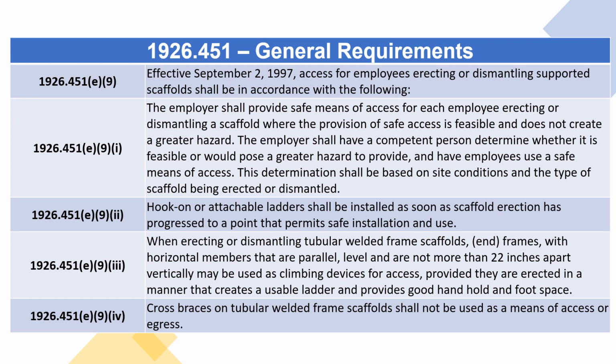Hook-on or attachable ladders shall be installed as soon as scaffold erection has progressed to a point that permits safe installation and use. When erecting or dismantling tubular welded frame scaffolds, end frames, with horizontal members that are parallel, level and are not more than 22 inches apart vertically may be used as climbing devices for access, provided they are erected in a manner that creates a usable ladder and provides good hand hold and foot space. Cross braces on tubular welded frame scaffolds shall not be used as a means of access or egress.